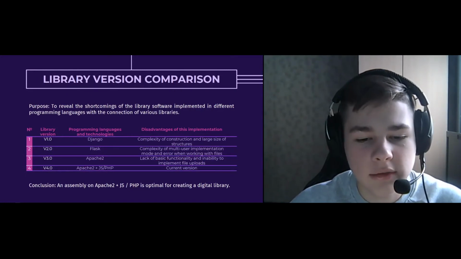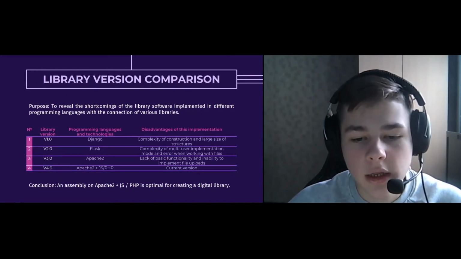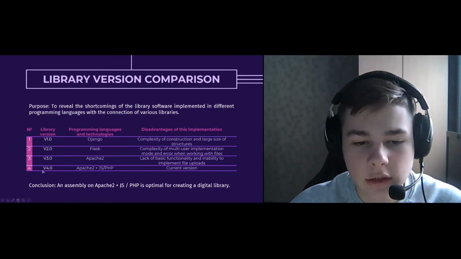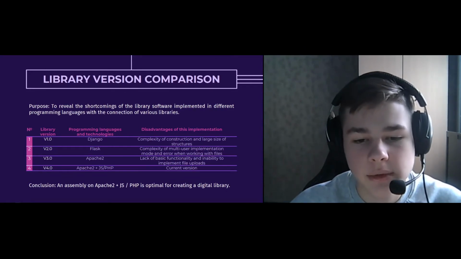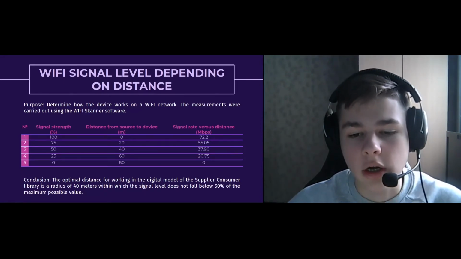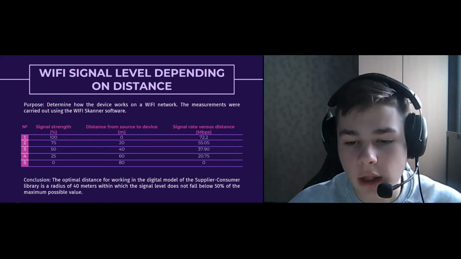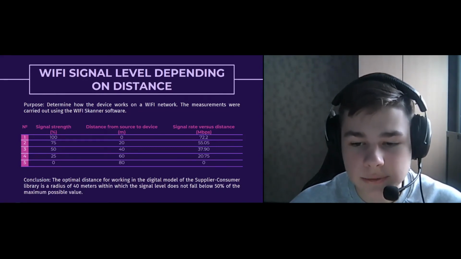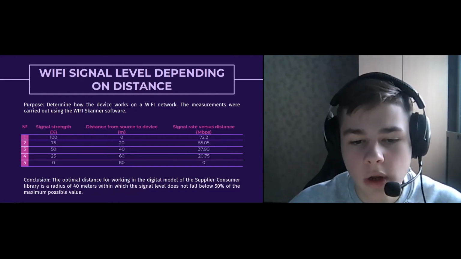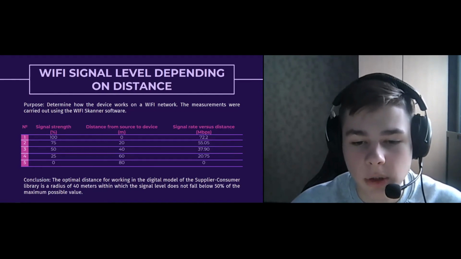To begin with, we identify shortcomings of software implemented in different programming languages, with the connection of various libraries. Conclusion: the assembly on Apache 2 plus JS is optimal for creating a digital library. Next, we will define the use of the device in the Wi-Fi network. Conclusion: the optimal distance for working in the digital model of the supplier-consumer library is a radius of 40 meters, within which the signal level doesn't fall below 50% of the maximum possible value.